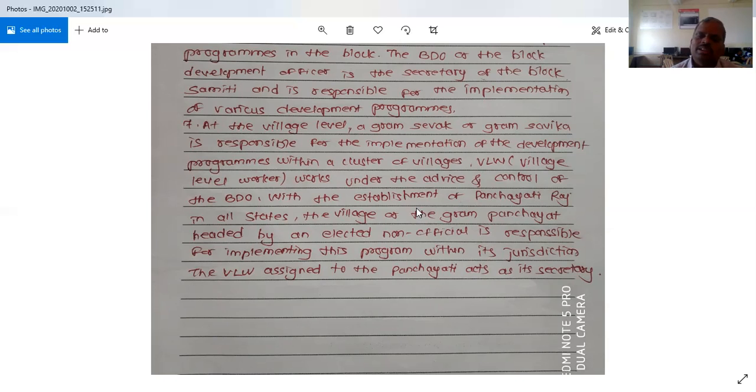And this is totally transferred to the Zilla Parishad. The Zilla Parishad asks this person, who is known as the BDO, the non-elected or the elected official, to implement this program very effectively for the development of the rural area.